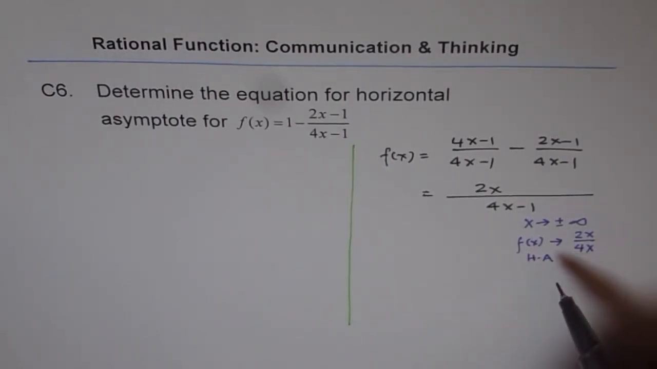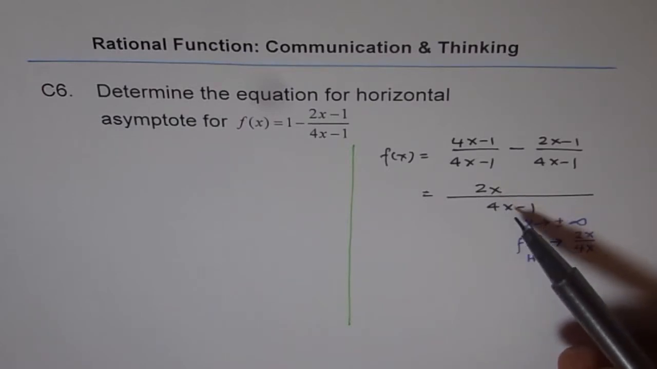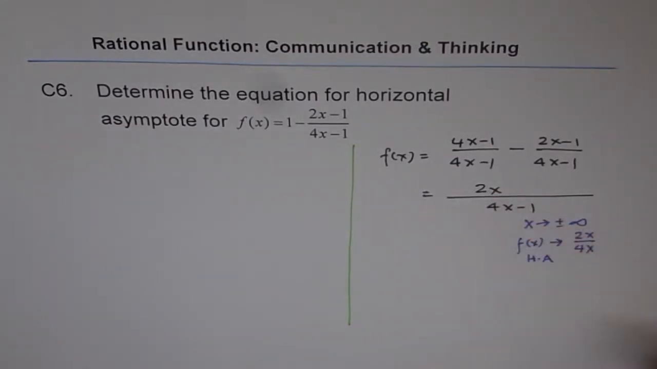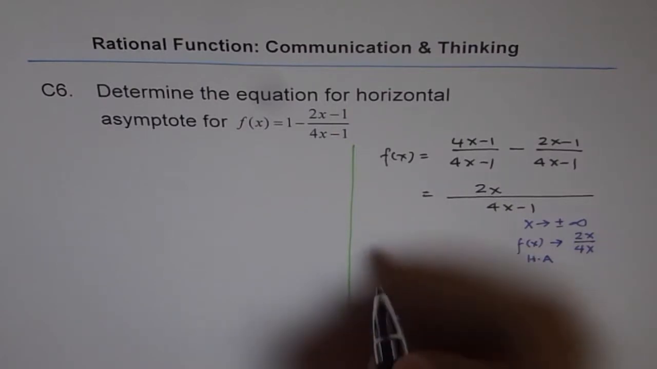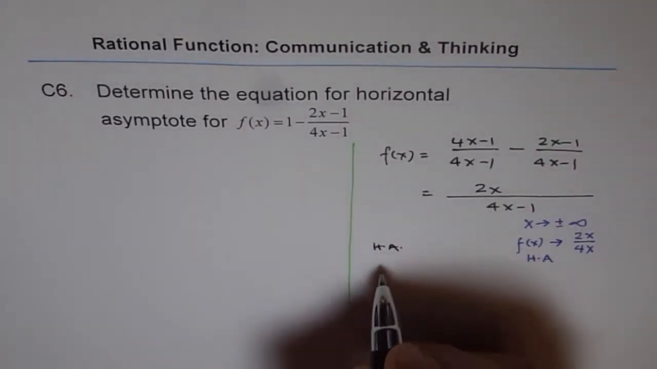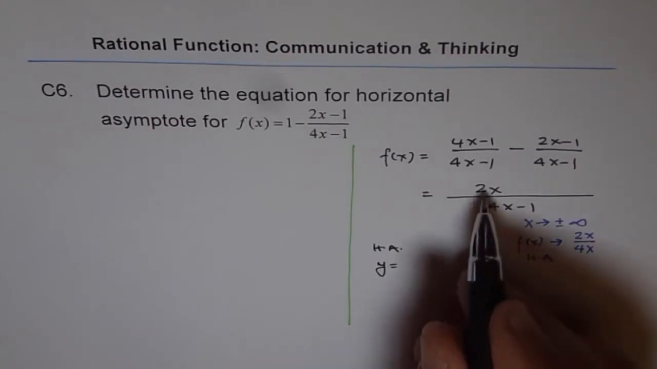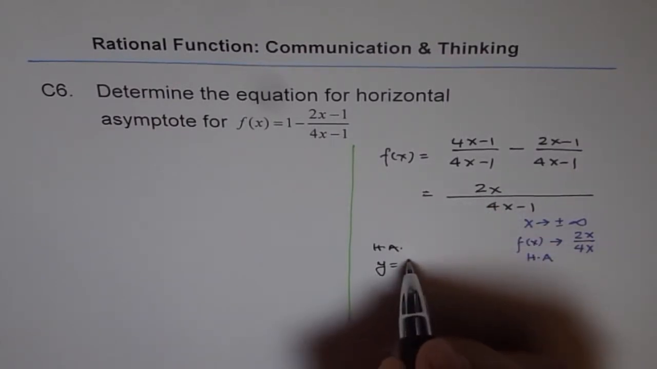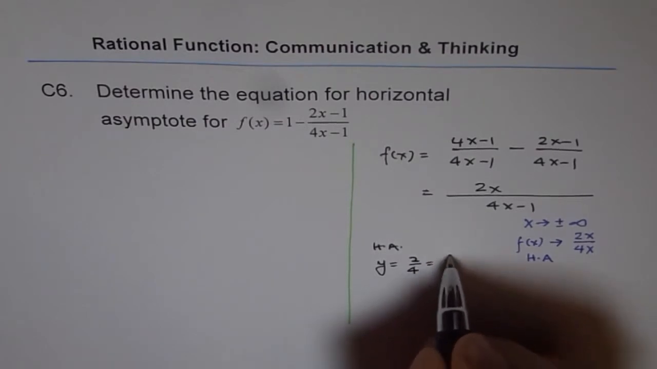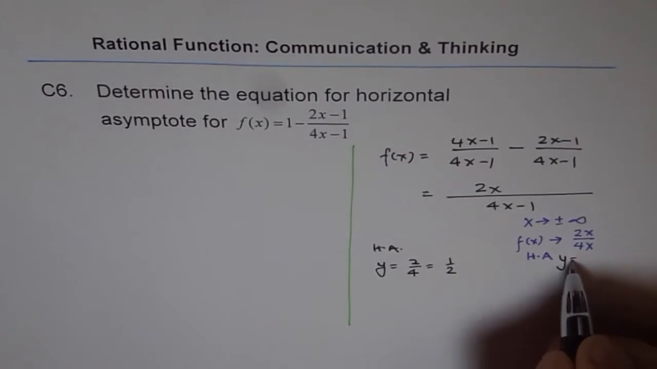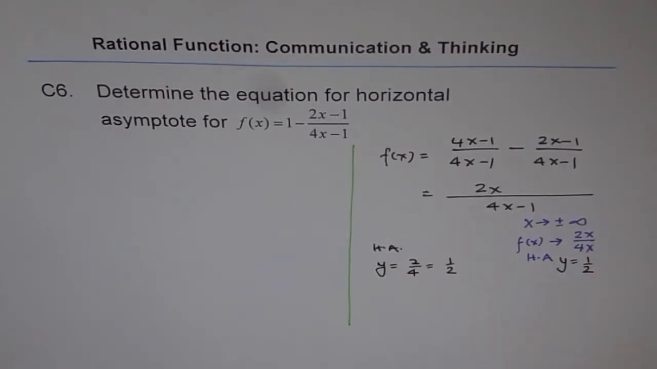And therefore normally we say that if the degree of numerator and denominator is the same, then the equation for the horizontal asymptote is the ratio of the leading coefficients. So the horizontal asymptote for this is y equals, a horizontal asymptote is always y equals a constant, where the y value is constant all along. 2 over 4, the ratio of leading coefficients, which is the same as half. That's your answer, which you get from here also. So the horizontal asymptote is y equals half, correct?